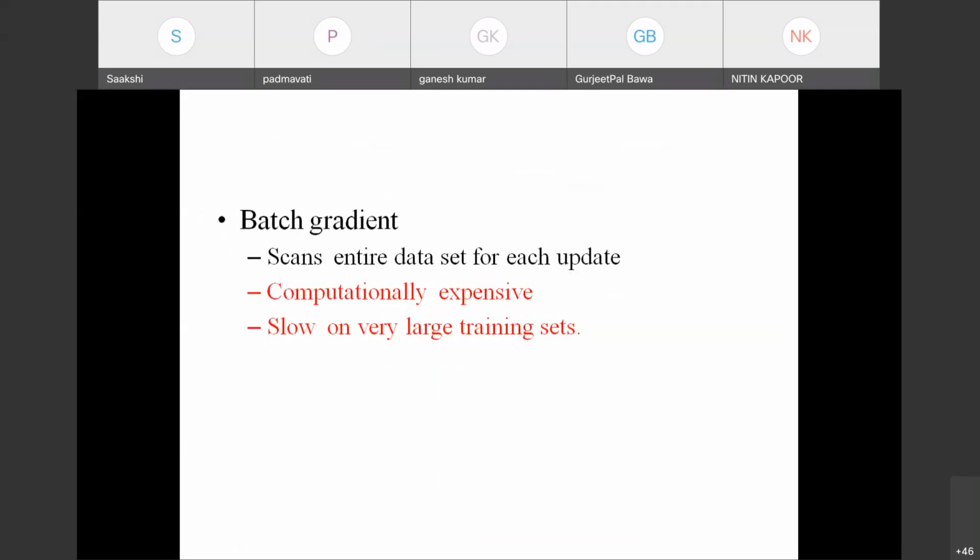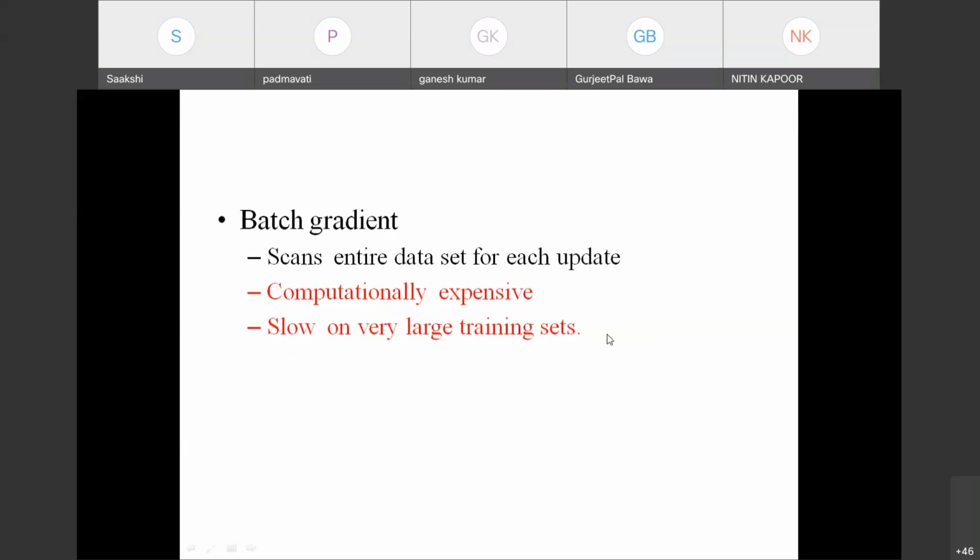Let us see quickly the advantages and disadvantages of each of these approaches. In the first one, batch gradient descent, I need to scan the entire data set for each update, which we have seen is computationally expensive. Why? Because I need to scan the entire data set just for a single update, and again for the next single update. So it also slows down on a very large training set.